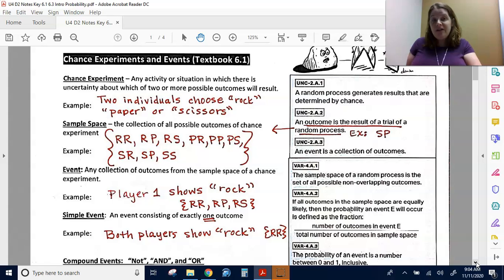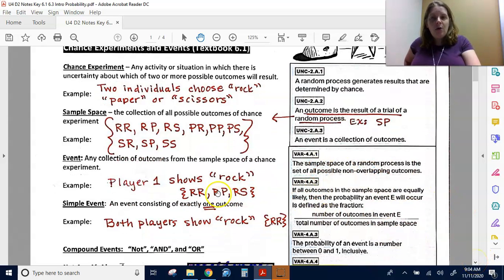And if you've ever heard the word simple event, a simple event is any sort of outcome where there is really only one chance. So when we go to talk about probability, the probability of a simple event is always 1 over something. So for example, both players showing rock, there's only one possible outcome out of all 9 where that happens. So when we're talking about probability, we usually need to know how many things are in the sample space, and then we also need to know how many things are in the outcome of our event. So for example, the probability that player one shows rock is going to be 3 out of 9. And the probability that both players show rocks is 1 out of 9. So that's how we discuss probability.